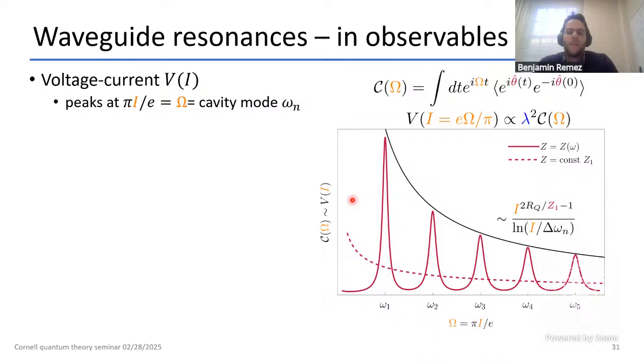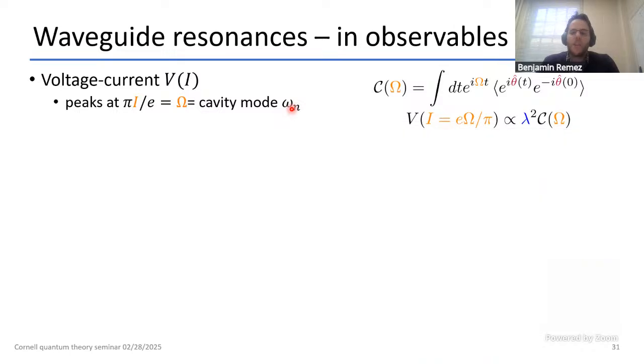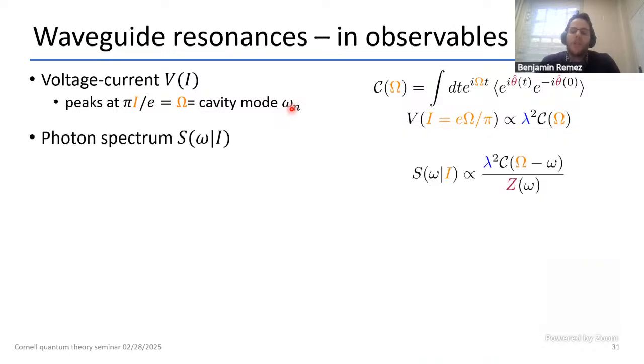So now we found out that the voltage will have peaks whenever the Bloch oscillation frequency, which again is basically the current, hits a cavity mode, omega n. I mentioned other quantities. So for example, the emission spectrum, you can also compute it, and you find that it's very similar. It's again given by this correlation function, now evaluated at this frequency difference between your bias frequency and the frequency your detector is tuned to, and also divided by Z of omega.